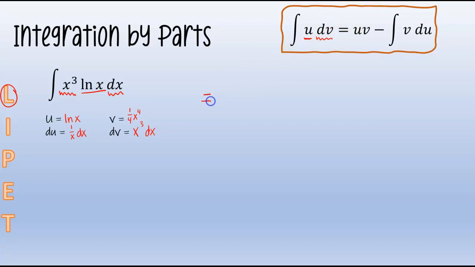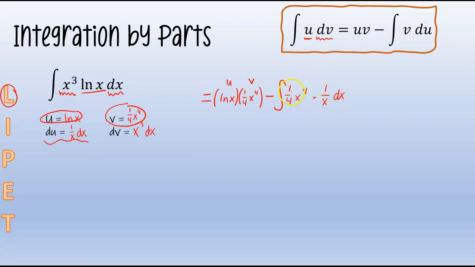It will equal our u times our v. That's this u function times this v function. So we simply write them next to each other. Oftentimes parentheses can be helpful in order to keep it clear and not make it look like a minus sign or have things merged together. So this is simply our u and our v. Then the formula goes on to say minus the integral of v du, minus the integral of v, which again is this 1/4 x to the 4th, and our du, which is down here, 1 over x dx. So I'm going to put a times 1 over x dx.